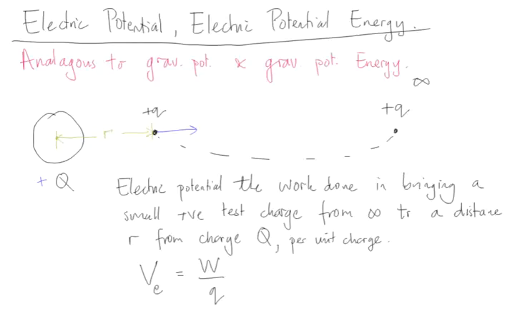Can you guess the units? Well, work is in joules, and charge is in coulombs, so it's joules per coulomb. And important to note here that it is a scalar quantity. So when we add up electric potentials, we just have to add the numbers rather than add the vectors.